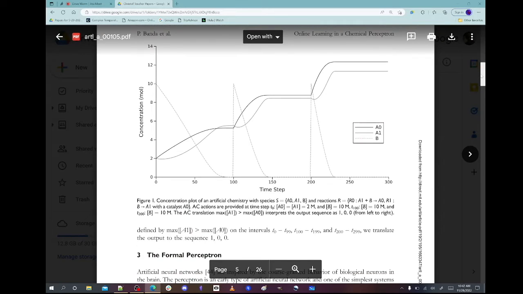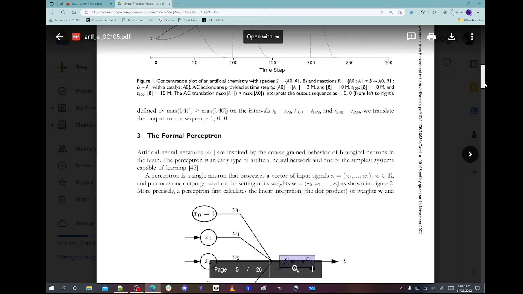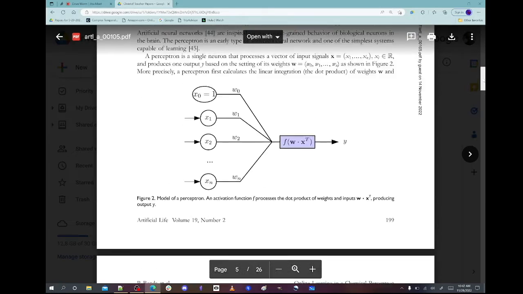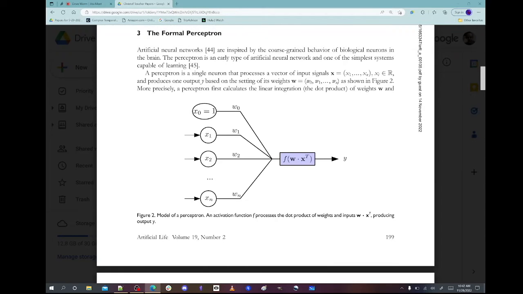And so they show some of these concentration versus time step dynamics. And this is the model of the perceptron. So you have these multiple inputs coming into this single unit that summarizes things according to some sort of rule or conditional, and then there's an output.